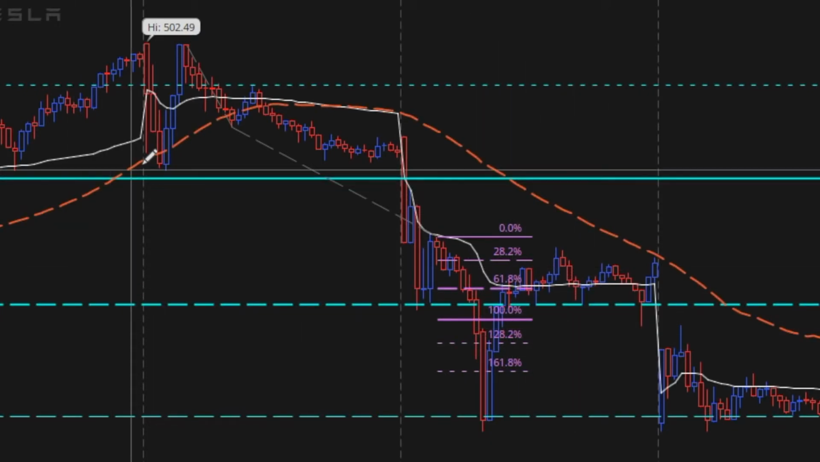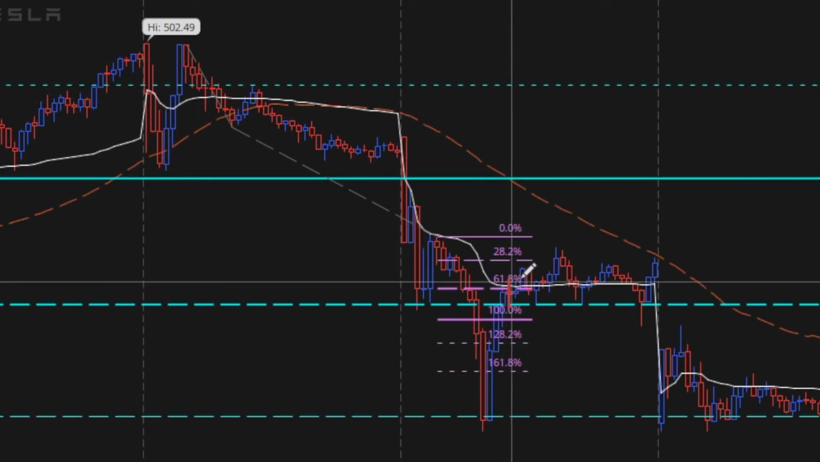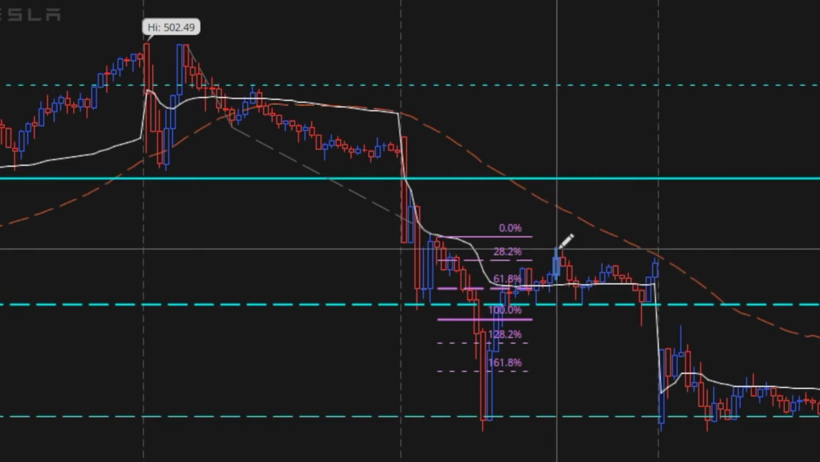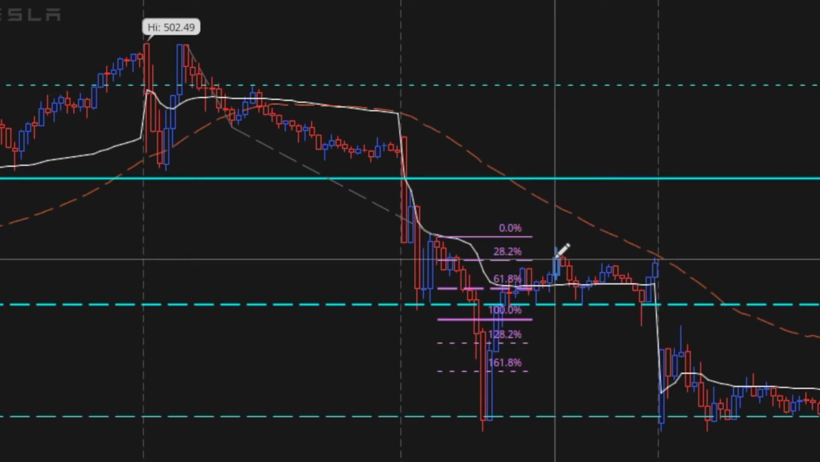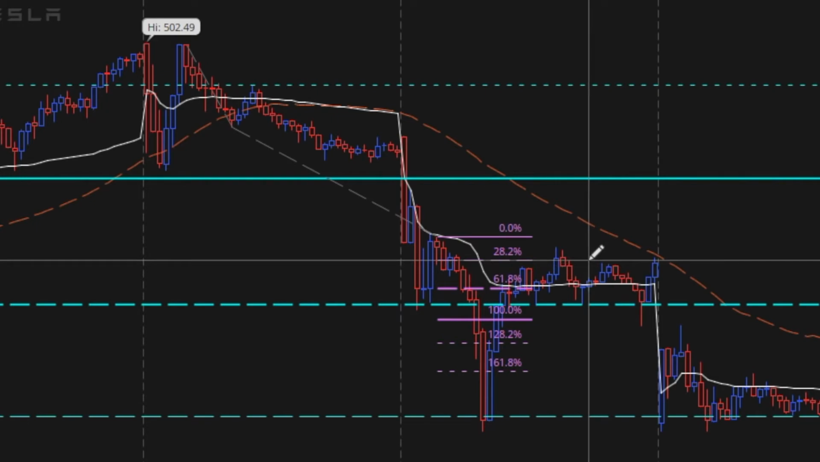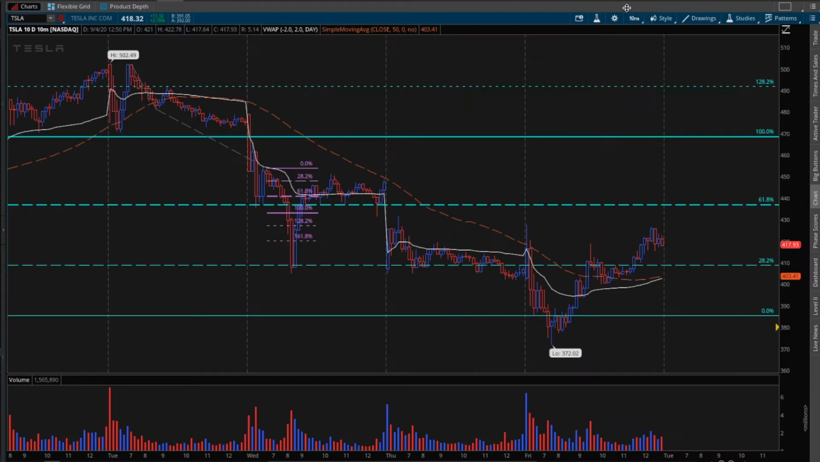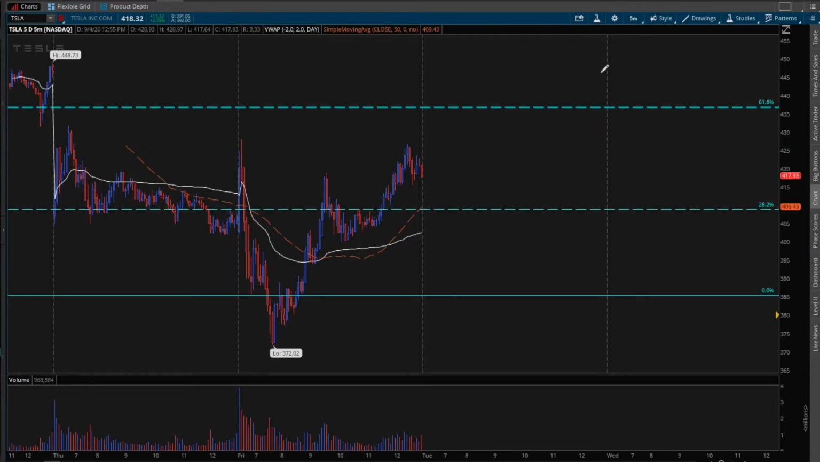But again, if you took a Fibonacci extension and measured, you would see this would be a failed 282 in an upward direction, and this would be a failed 282 in a downward direction. So those two 282s coupled together can be very powerful. Now we'll go back to the 5-minute chart.